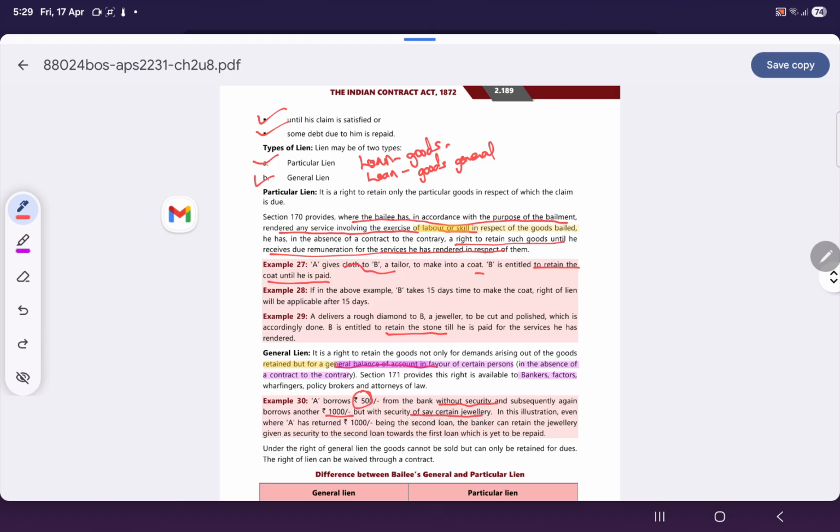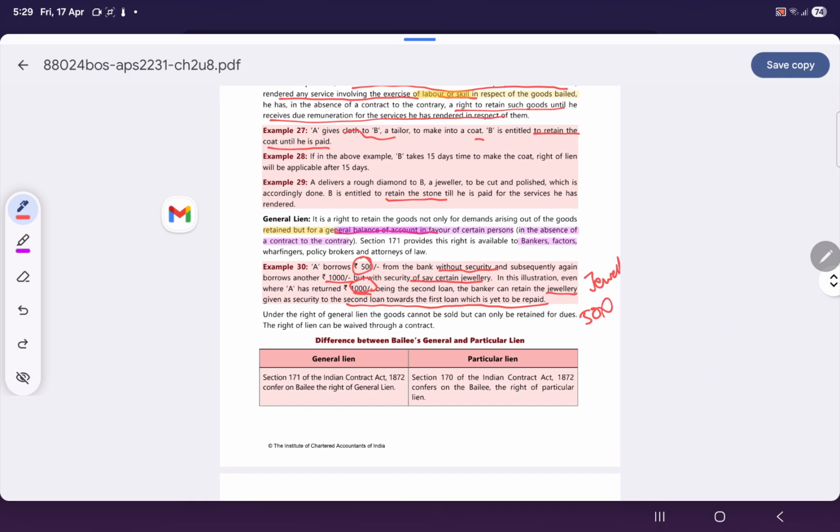In this illustration, even where A has returned the 1000, A is very smart. He has returned the 1000. He thought he will get the jewelry back, but he is not paying the 500. The bank can retain the jewelry given as security for the second loan towards the first loan, which is yet to be repaid. Now the bank is telling, I will keep the jewelry because you have not repaid the first loan. Under the right of general lien, goods cannot be sold but can only be retained for dues. The right of lien can be waived through a contract.